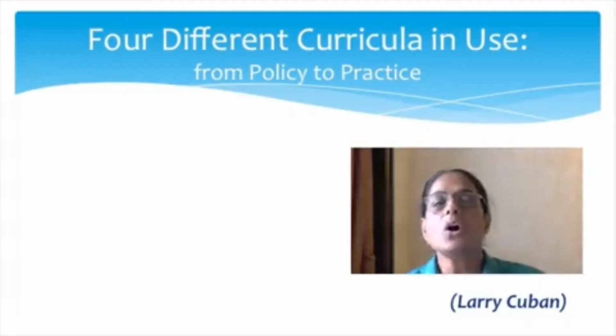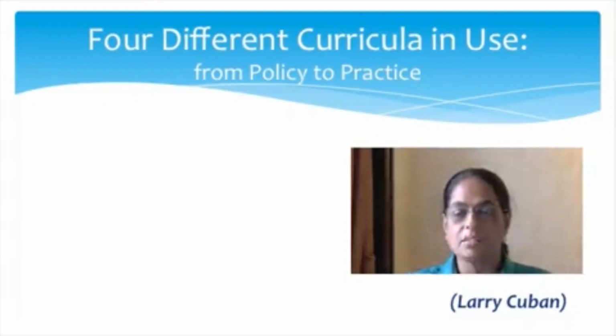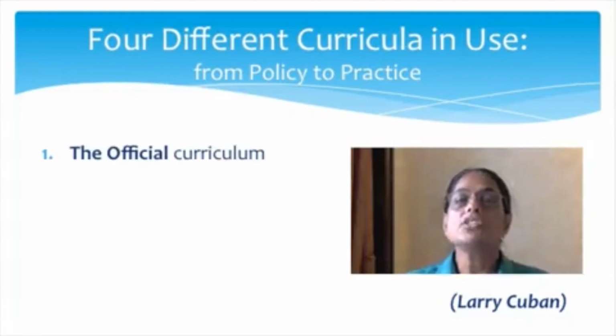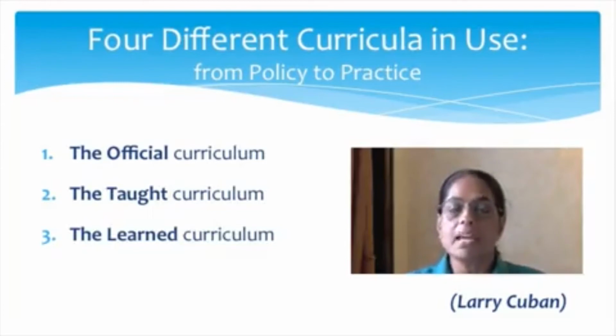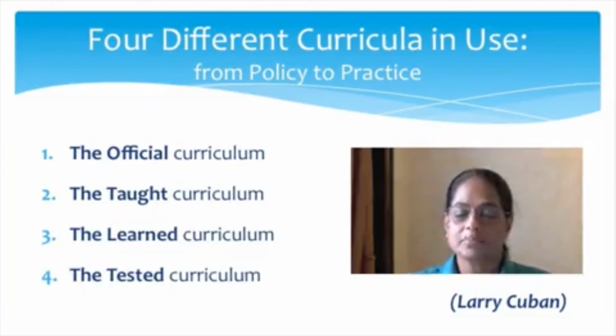In addition to the formal, informal, hidden, and the implicit curriculum, there is a different category that has been provided by Larry Cuban. This is very much based on the policy practice aspect. So he talks about 4 different curriculum that happens at the school level: the official curriculum, the taught curriculum, the learned curriculum, and the tested curriculum.